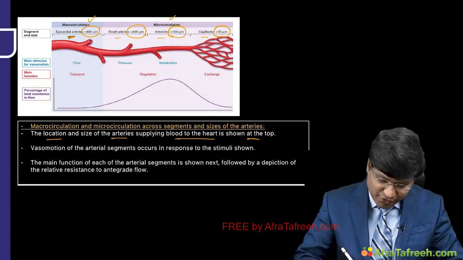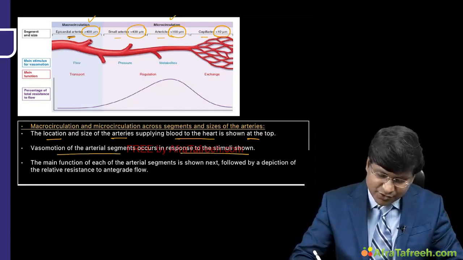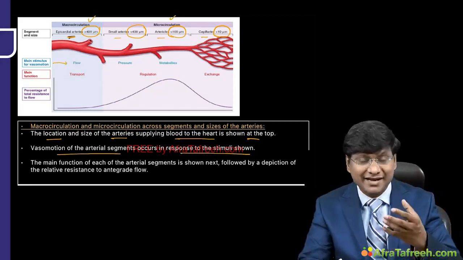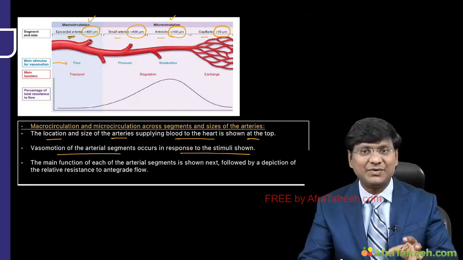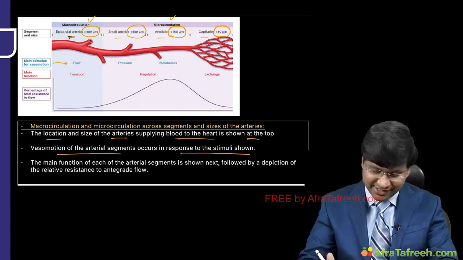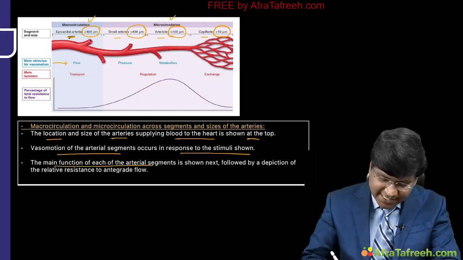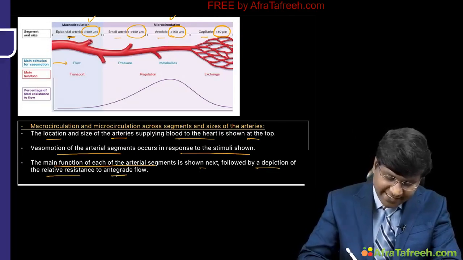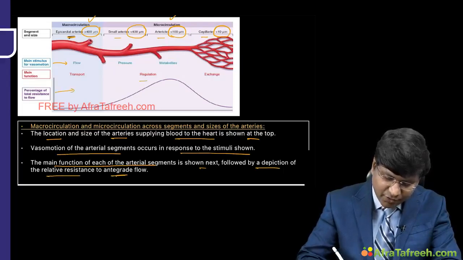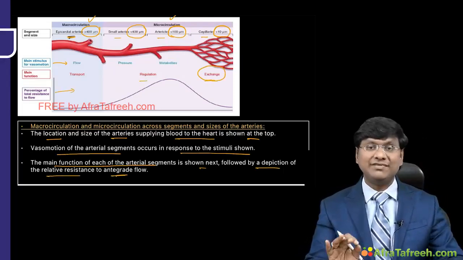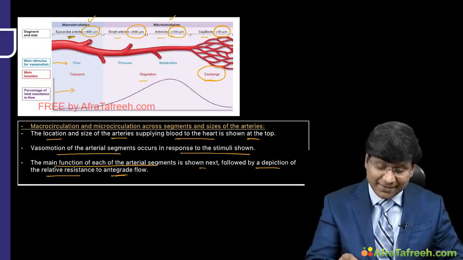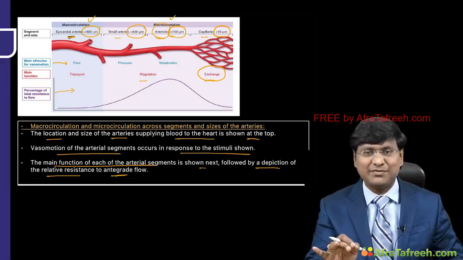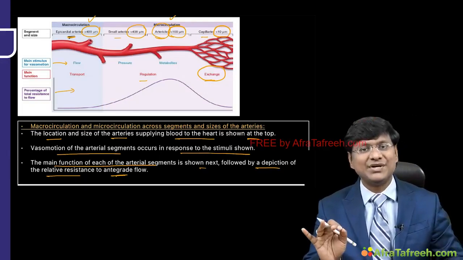And the second one: vasomotion of the arterial segments occurs in response to stimuli. Depending upon the requirement, like exercise or stress, the stimuli will decide the flow of blood across the coronaries. And the last one: the main function of each of these arterial segments is shown next, followed by a depiction of the relative resistance to the antegrade flow. So this tells you about transport, regulation, and at the level of the capillaries, the exchange. These capillaries as well as the arterioles are the intramyocardial vessels that undergo maximal vasodilatation during stress as well as during exercise.